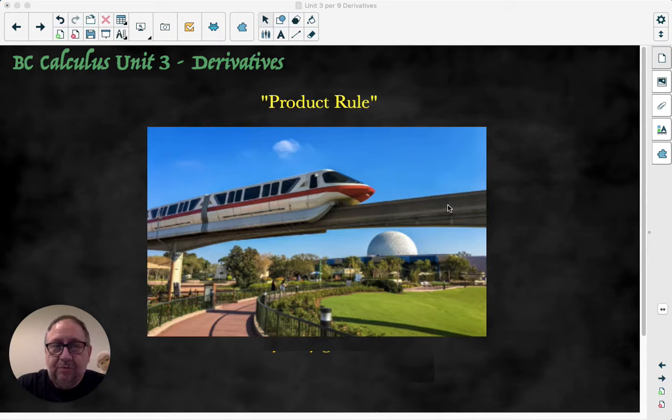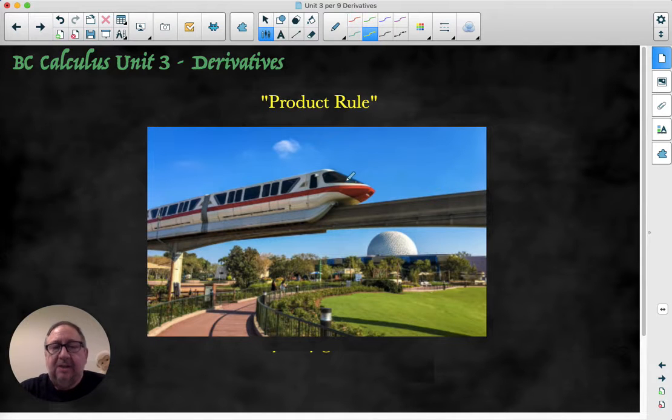So we are looking at the product rule here, and we're going to start off with this wonderful little picture of Disney World, because I will tell you that when I was a little kid, my family went to Disney World and we rode on this thing called the monorail, and it was a lot of fun. But the most fun part was in the very front.